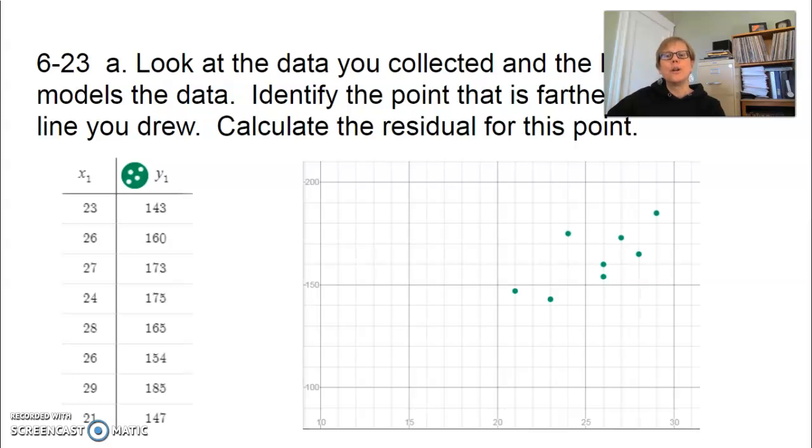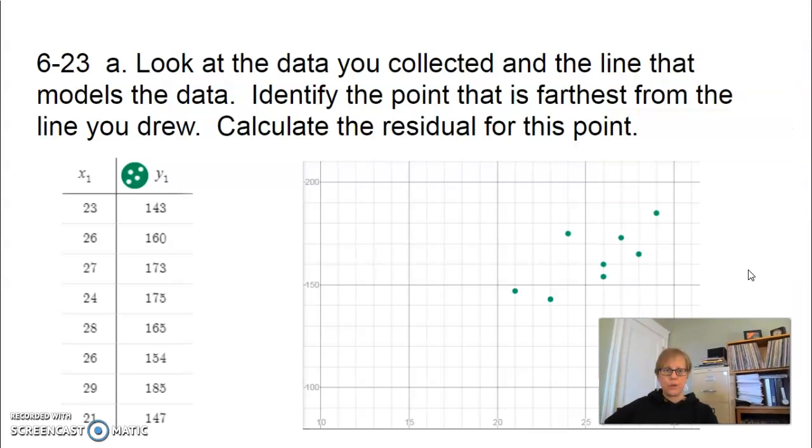Okay, so 623, question A, has several little parts to it. So here's what basically you would be asked to do in 623A. Look at the data you collected, and the line models the data. Identify the point that is farthest from the line you drew, and then calculate the residual for this point. Okay, so what I did is first I just went to Desmos Graphing Calculator. I typed in all of the points that the book gave us, and then I had it graph the points out on their graph. All right, so I just put a copy of it. All right, so that's my first step.